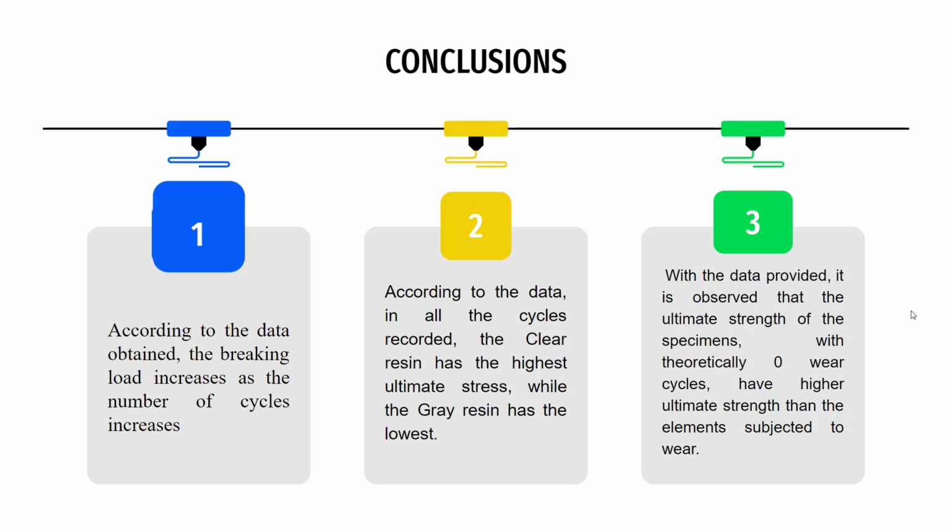So in conclusion, according to the data obtained, as we saw in the graphic, the breaking load increases as the number of cycles increases. Also, in all the cycles recorded, the clear resin has the highest ultimate stress, while the gray resin has the lowest. Finally, it is observed that the specimens with theoretically zero wear cycles have higher ultimate strength than the elements subjected to wear.